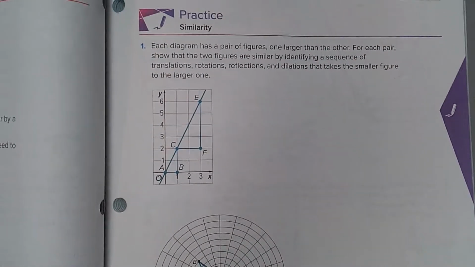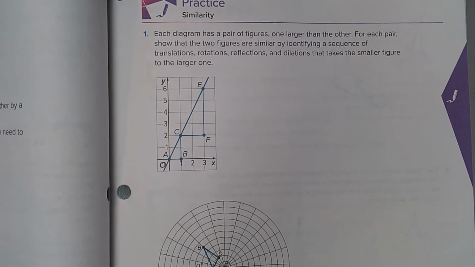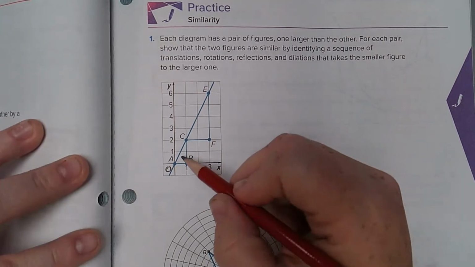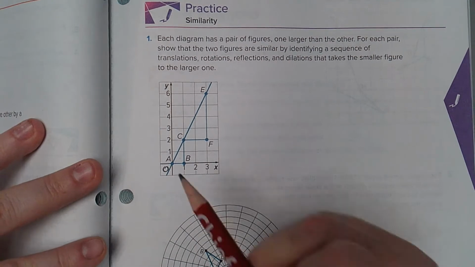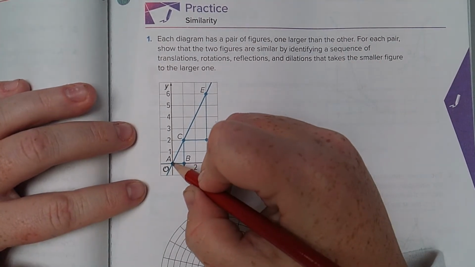On to our homework. Each diagram has a pair of figures, one larger than the other. For each pair, show that 2 figures are similar by identifying a sequence of translations, reflections, rotations, and dilations that take you from the small figure to the large figure. So we're always going from small to big for this problem. Small to big.